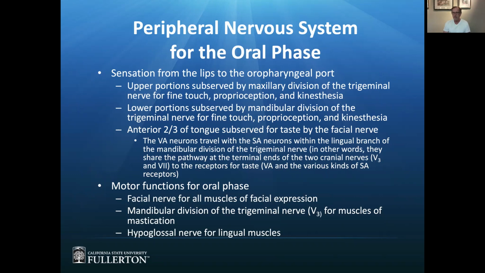And then the hypoglossal nerve subserves the lingual muscles. So obviously tongue control is very important, and that's subserved by the glossopharyngeal nerve, or excuse me, by the hypoglossal nerve. So you've got 3 cranial nerves involved in the oral phase of swallow as far as muscular function goes. And you've got the 2 branches of the trigeminal nerve involved in sensory functions, and then some neurons that subserve taste from the 7th cranial nerve.